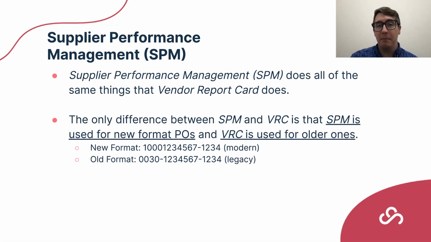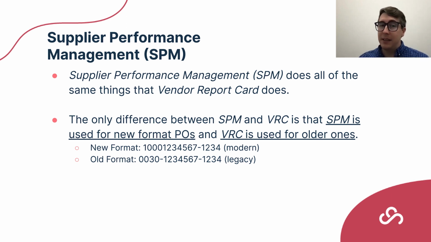And SPM does the same thing the vendor report card does, but the difference is that it's for the new format purchase orders. So Target does have two formats of purchase orders. You can see them here on the slide. There's the modern and the legacy. The modern one, you've got 11 and then 4. The legacy, you've got 4, 7, 4.